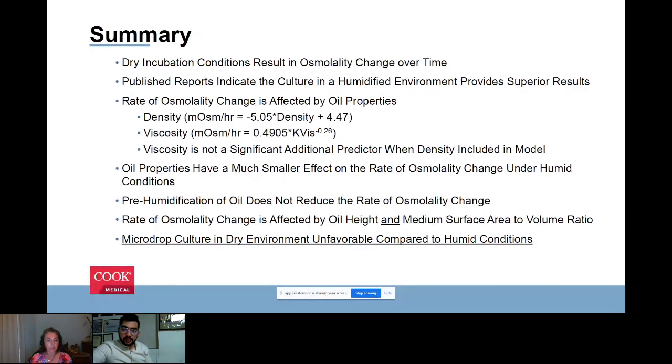So really, what we're trying to do here is get a formula. Hopefully in the future, Cook will be able to give you a formula where you can just put in volume of drops, volume of oil, size of your drops, and from there be able to identify what the daily osmolality change is in a humid and or a dry environment, rather than having to measure it on a daily basis, as you were saying, Keshav, because that's really complicated.